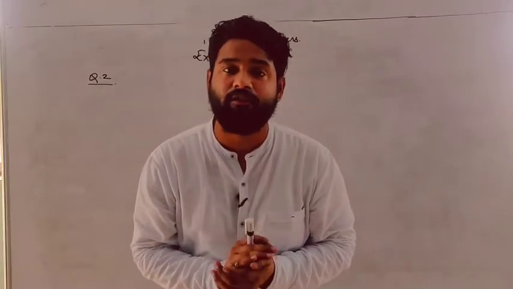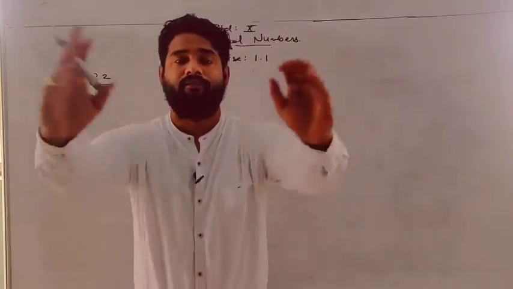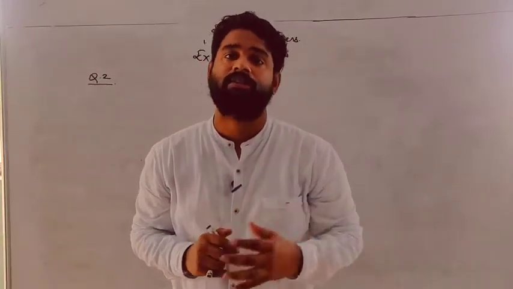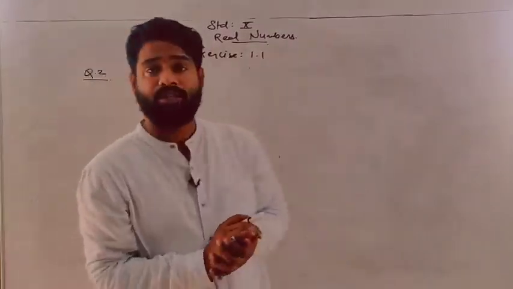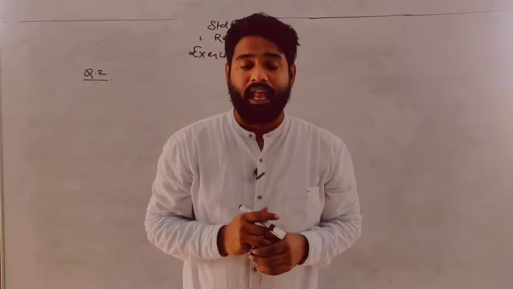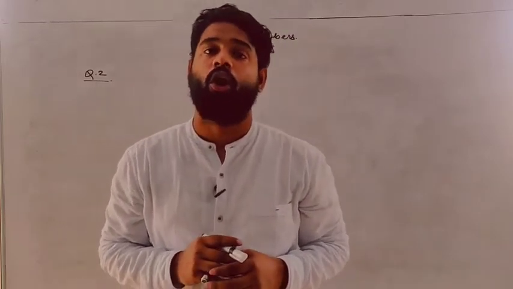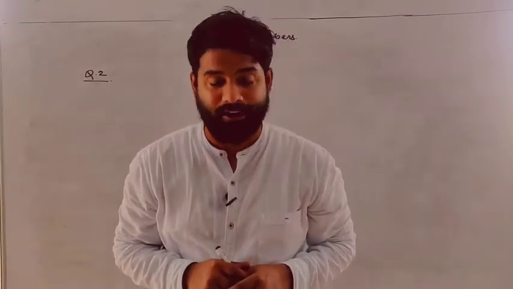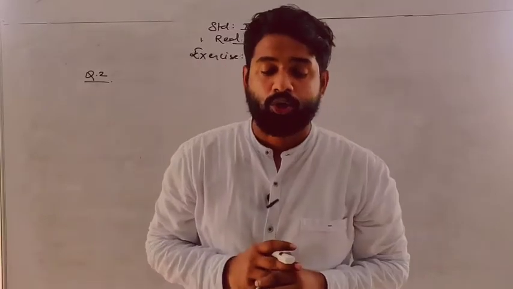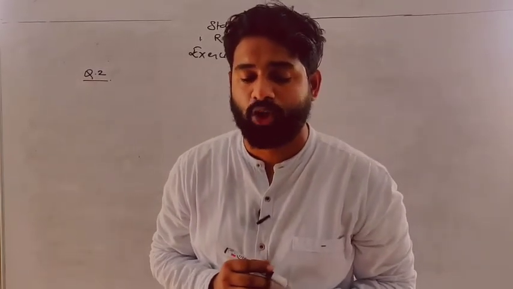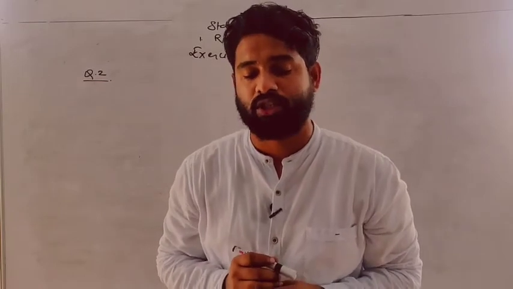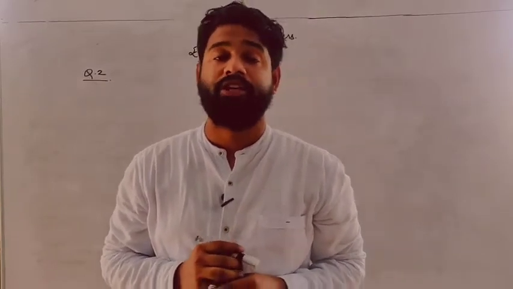Now this is the second video of this chapter, and we are going to see a few sums related to Euclid's division lemma. We were solving exercise number 1.1 and question number 1 was discussed, right? Let us move towards question number 2 of exercise number 1.1. So what is the question? Show that any positive odd integer is of the form 6q plus 1, 6q plus 3 or 6q plus 5, where q is some integer.